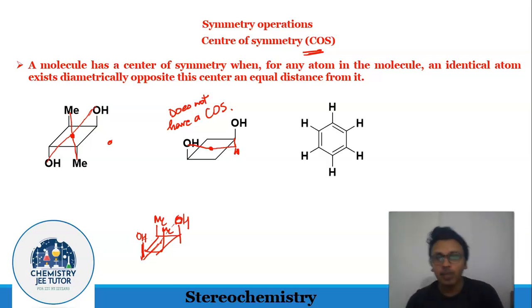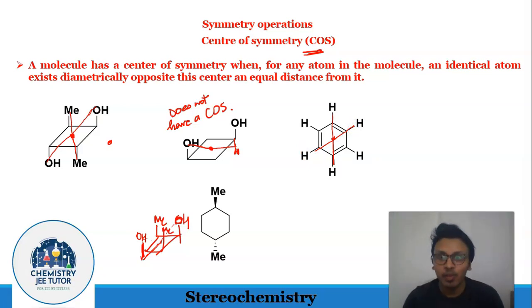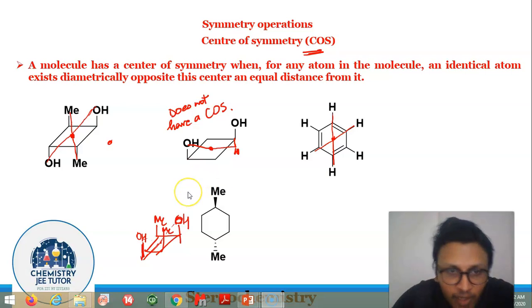Let us look at the next one. This molecule's center of symmetry, benzene. This is very easy. You draw a center here. Since it is not substituted, any of the hydrogens, if you start drawing a straight line, it will meet another hydrogen. This is very easy. Okay, let us look at this one then.